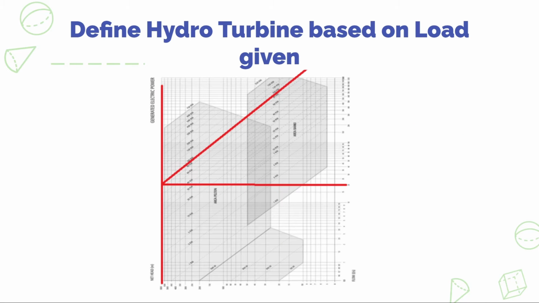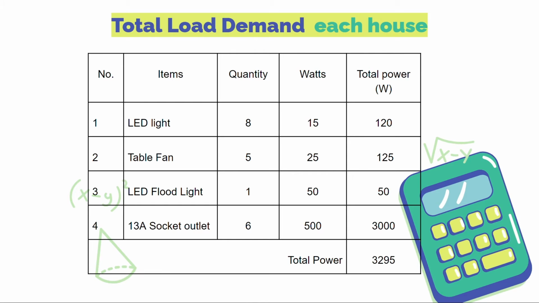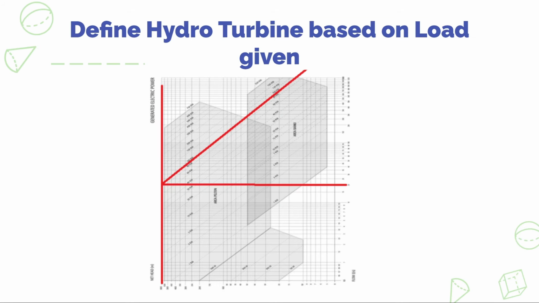And okay, then define hydro turbine based on the load given. The loads given to us were LED light, table fan, LED floor light, and 13A socket outlet. So this will be the hydro turbine based on the load given.